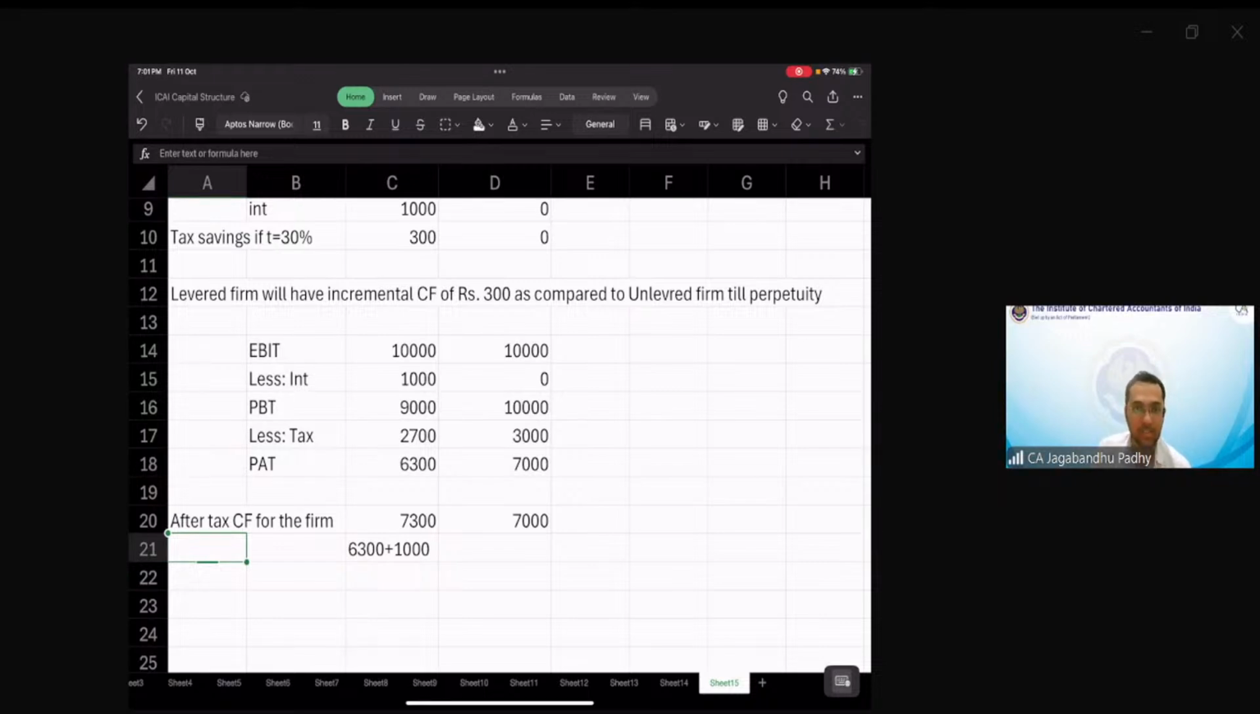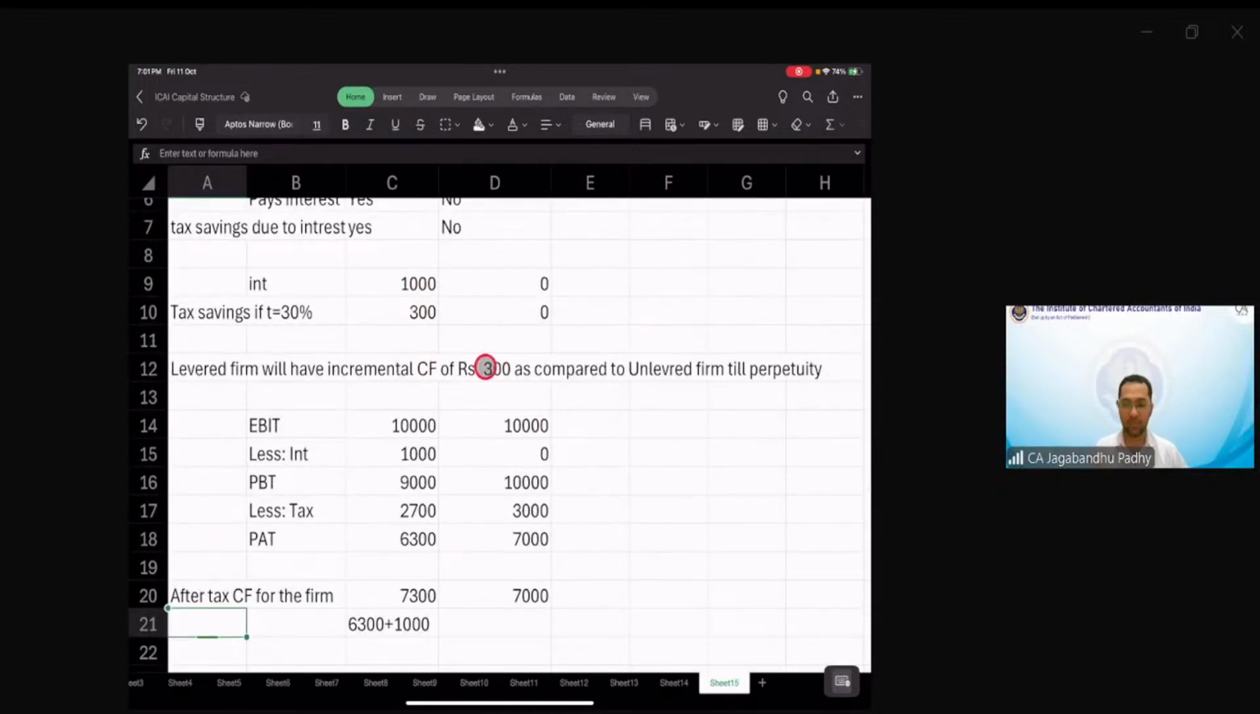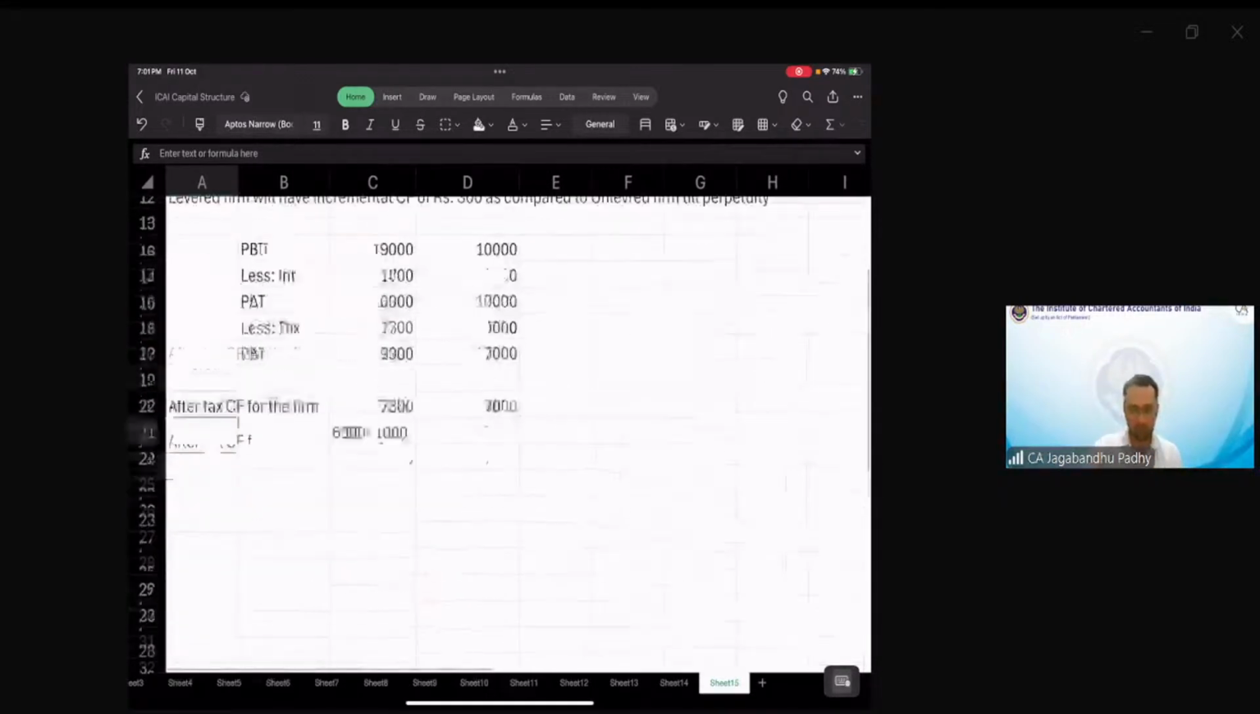So if you look at the after tax cash flow for the firm, it is 7,300 and 7,000. Which firm is having a higher amount of cash flow for distribution? Is it the levered or the unlevered? Can I say the levered firm? So that's what I stated here, that as compared to the unlevered firm, the levered firm is having 300 rupees of extra cash flow.